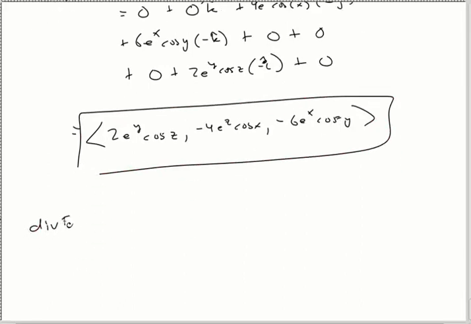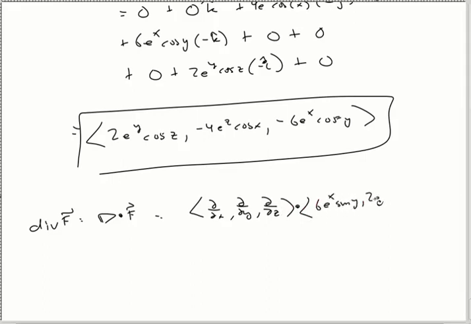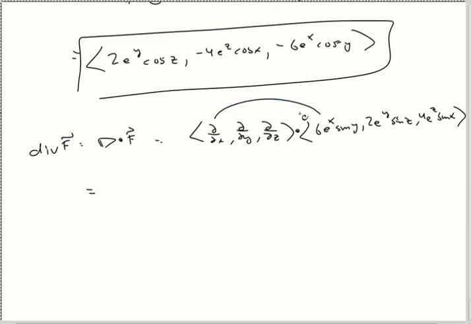Now for the divergence. Again, we got grad dot f this time. And so, writing it out, del x, del y, del z, then dot, well, all this stuff: 6e^x sin y, 2e^y sin z, 4e^z sin x. Okay, these guys here together.